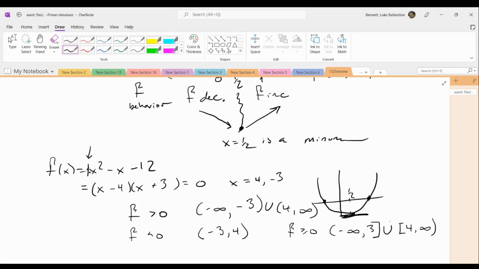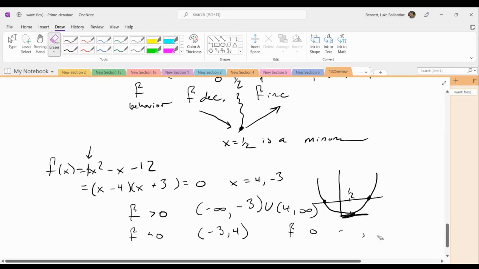That's what it was asking. Oh, no, it wasn't. This was less than or equal to 0. So this will change this answer. Yeah. So where it's less than or equal to 0, we have negative 3 to 4. You just include the 3 and the 4.